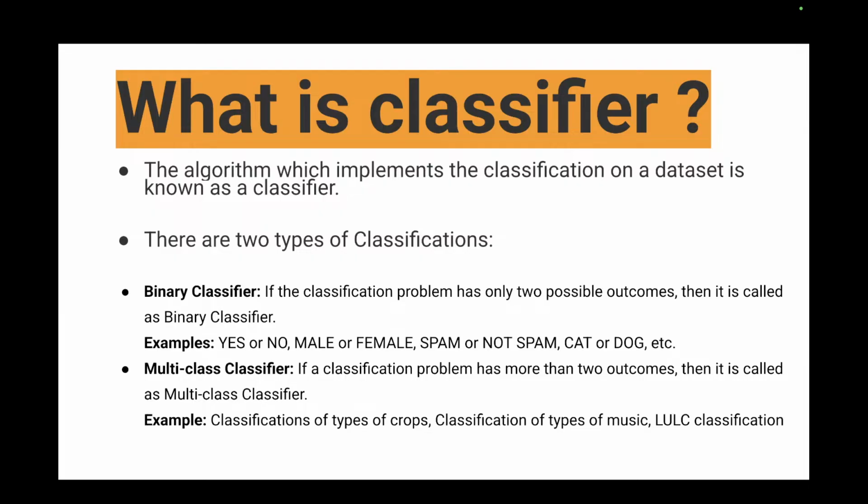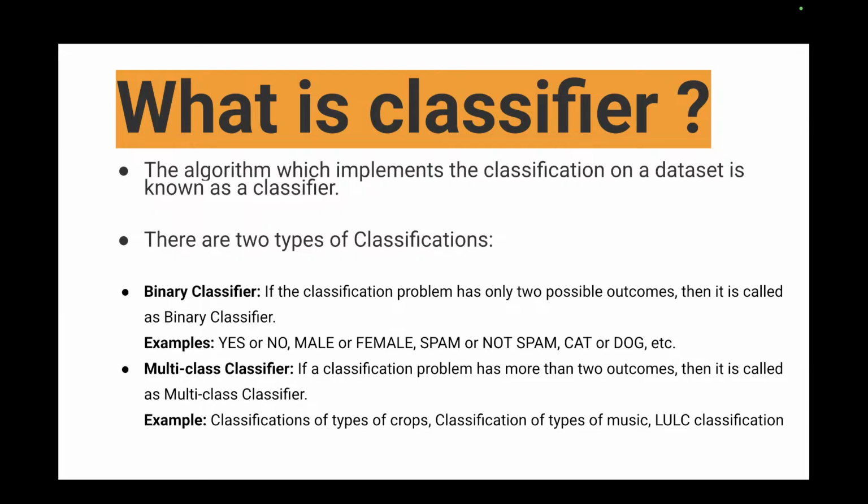And basically, a classifier can be of two types. It can be a binary classifier or a multi-class classifier. For a binary classifier, there are only two possible outcomes. We find only two possible outcomes when you apply the binary classifier.